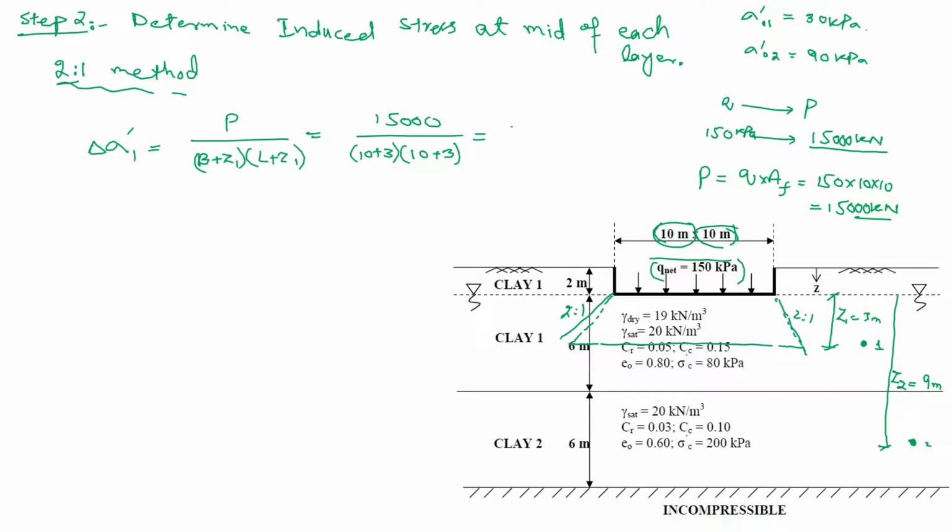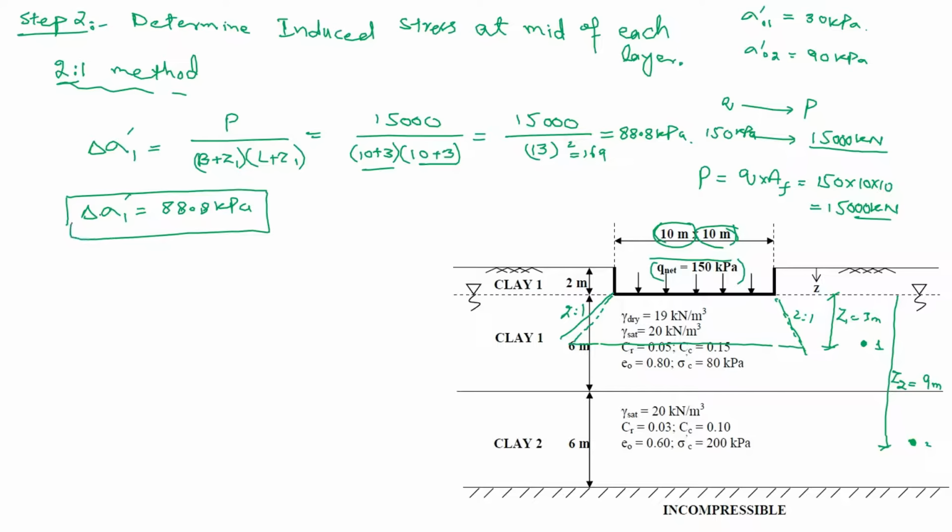So when we add, it will be equal to 15,000 over 10 plus 3 is 13, 13 square. This is also 13, this is also 13. So these are 13 square. It will be 169. 15,000 over 169 will be equal to nearly 88.8 kilopascals. So simply we can say that delta sigma 1 prime is equal to 88.8 kilopascals.